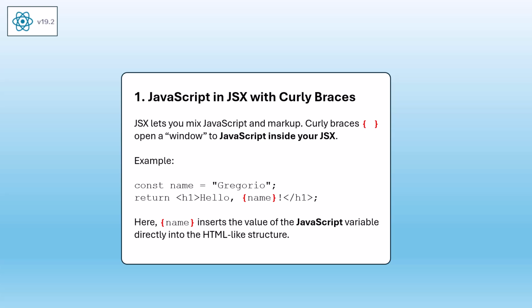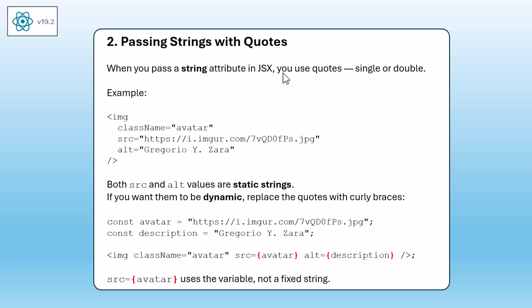When React renders the component, it evaluates what's inside the braces and inserts the result into the output. The braces don't display themselves. They simply let you run JavaScript within your markup. 2. Parsing strings with quotes. When you're working with static text, you use quotes just like in HTML. This works perfectly for values that never change while the component runs.